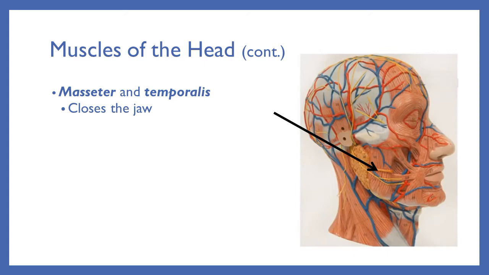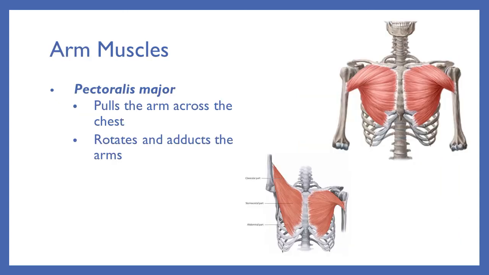For our lecture exam, those are all of the muscles of the head that we're going to talk about. Let's move on to the arms. For your arms, the first muscle that we talk about is the pectoralis major. This large muscle pulls the arm across the chest and can also rotate and adduct the arm. One side of the pectoralis major attaches to your sternum, the other one to your humerus.